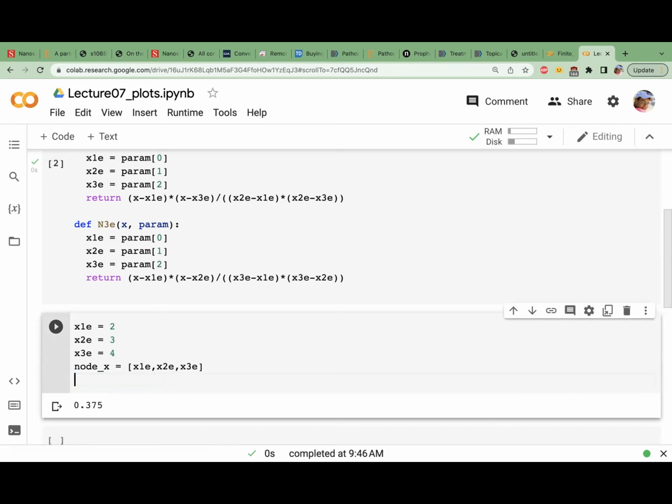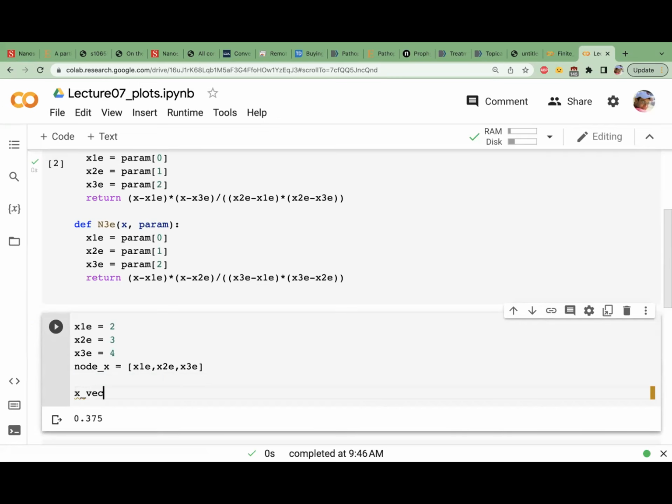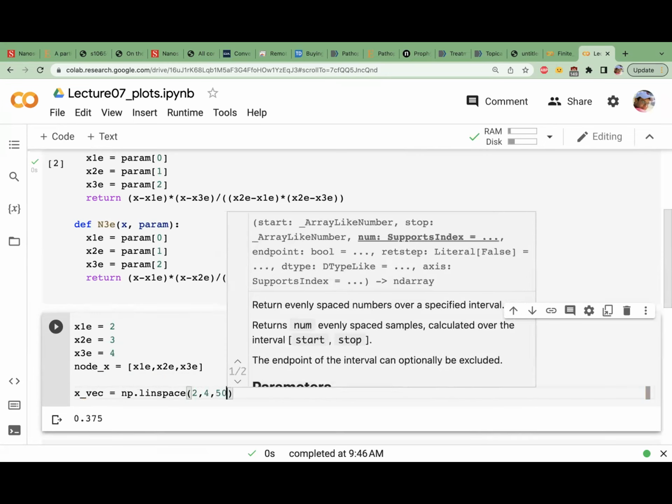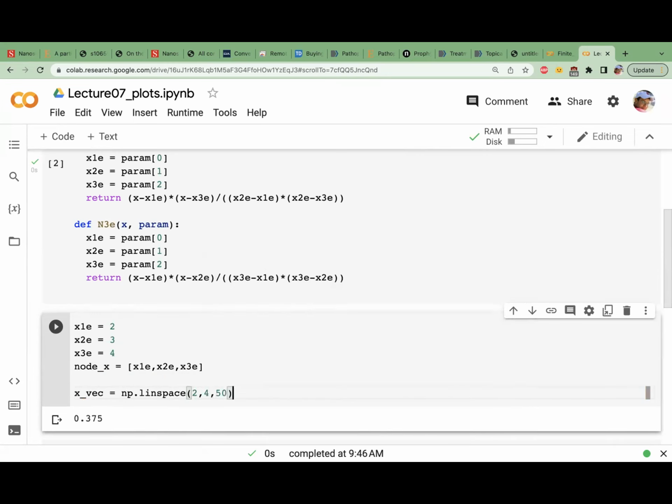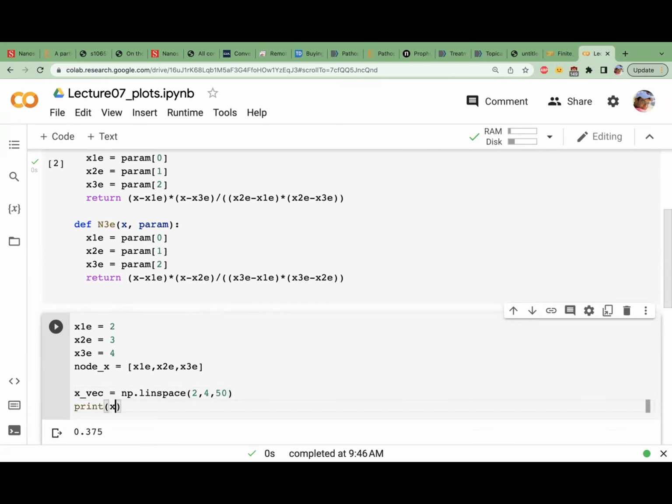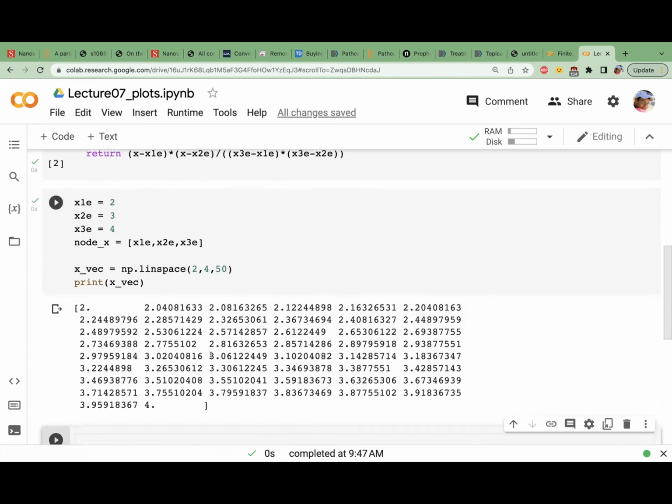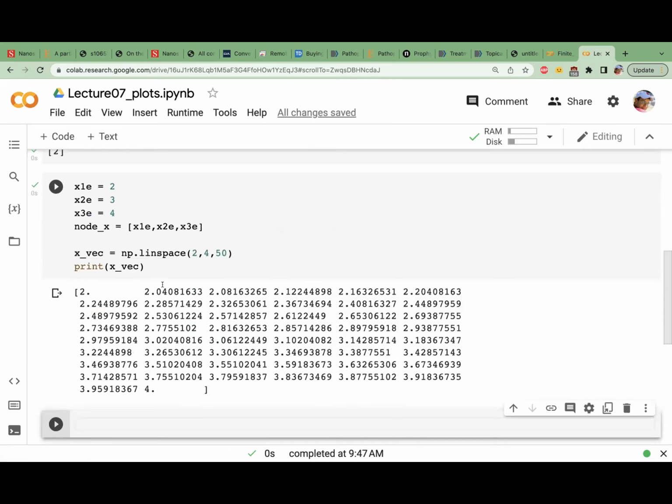So let's plot it for a bunch of x's in between 2 and 4. What I'm going to do is create a vector of x's, between 2 and 4, and let's say I want 50 points. So this x vec will create basically a vector with 50 positions of x between 2 and 4, and I can use that to evaluate my function and plot. So I'm going to plot over x, I'm going to plot n1e of x, and then node x.